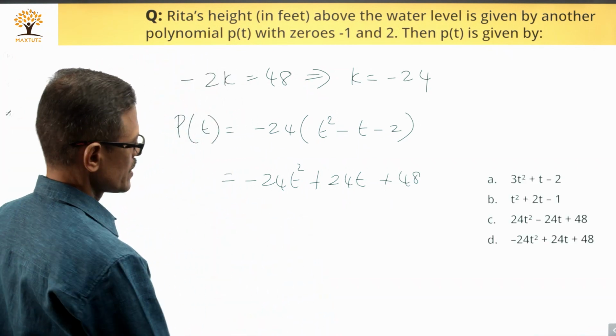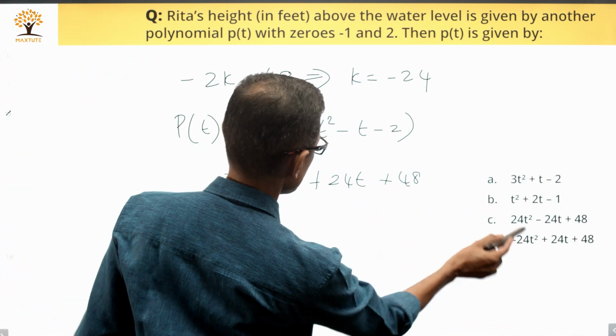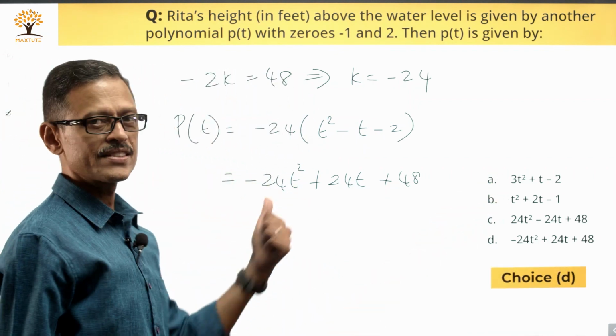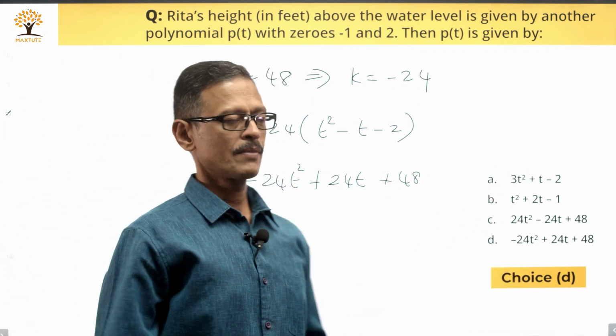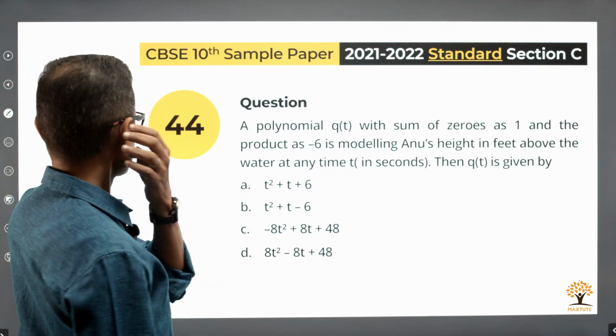Take a look at the answer options. Minus 24t square plus 24t plus 48. Choice D is the correct answer to this question. Move to the next one. This is the fourth question in the sequence.